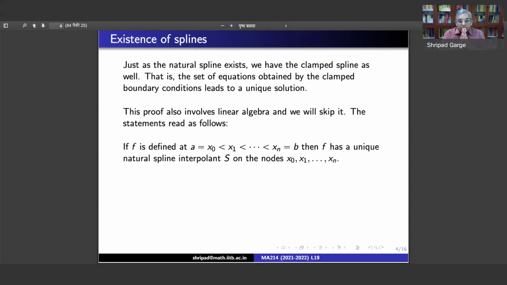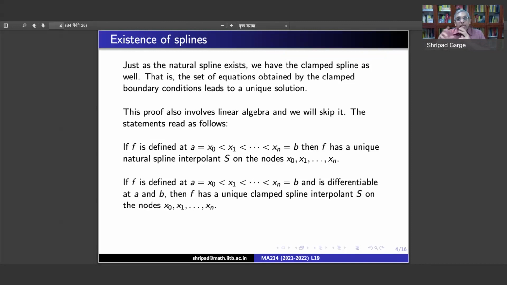The statement for the natural spline is that if you have a function f which is defined on x0 less than x1 less than xn, which is b, x0 is your a, then on these nodes the corresponding function has a unique natural spline, cubic spline, of course. And if you are looking for the clamped cubic spline, you have to only add the condition that your function be differentiable at a and b, so that you know the derivative values at a and b.